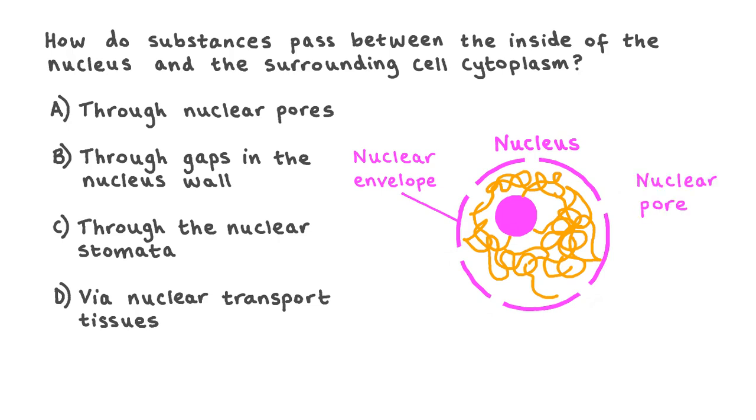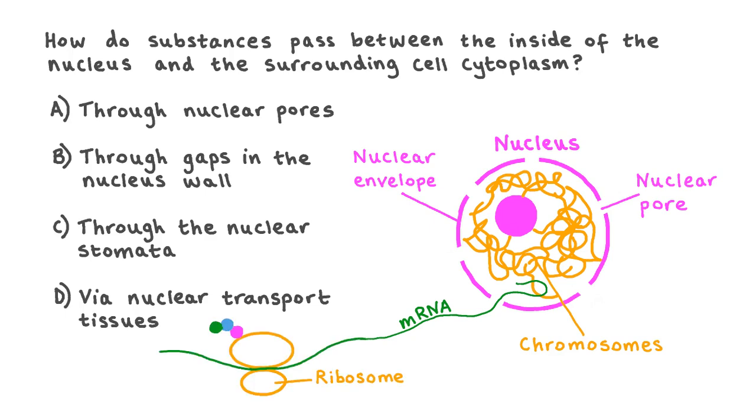The nuclear envelope contains small openings called nuclear pores, which some molecules can pass through. Chromosomes are unable to pass through the nuclear pores because they're too large. mRNA molecules, on the other hand, are much smaller, and therefore they can pass through easily. Thanks to nuclear pores, mRNA can pass from the nucleus into the cytoplasm, where it can meet a ribosome, and together they can carry out protein synthesis. We have therefore determined that the correct answer is A. Substances pass between the inside of the nucleus and the surrounding cell cytoplasm through nuclear pores.